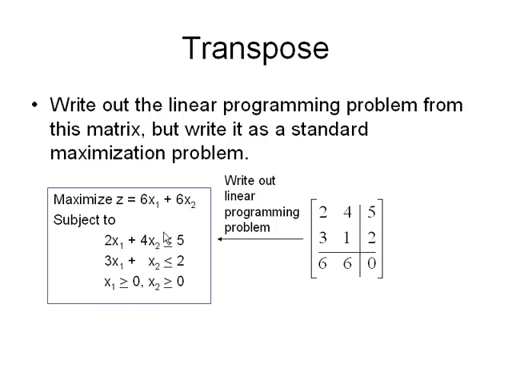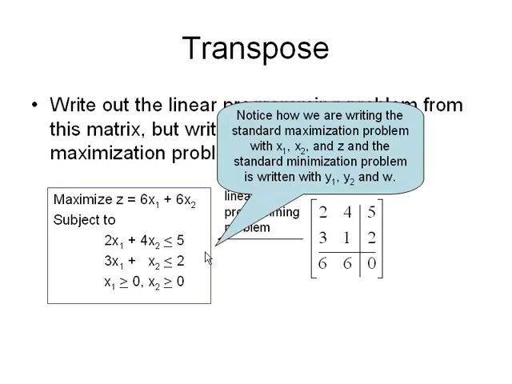Notice because this is a standard maximization problem, these are now less than or equal to. In the minimization problem, they were greater than or equal to. Another key thing is notice how when I write a standard maximization problem, I use x1, x2, and z. When I do a minimization problem, I use y1, y2, and w. This way, I don't get the two problems confused.